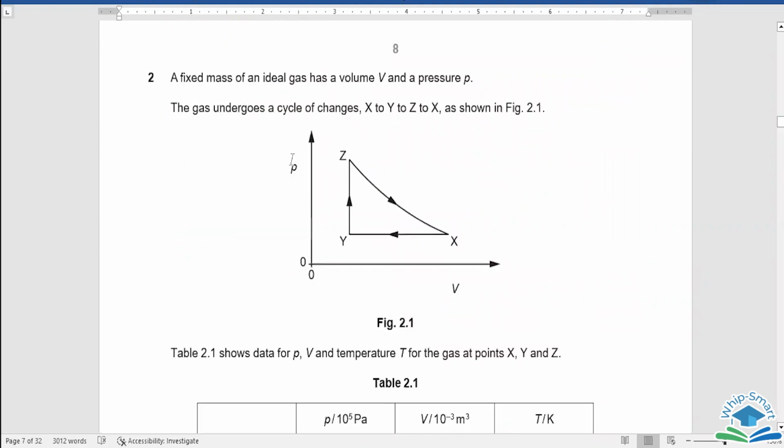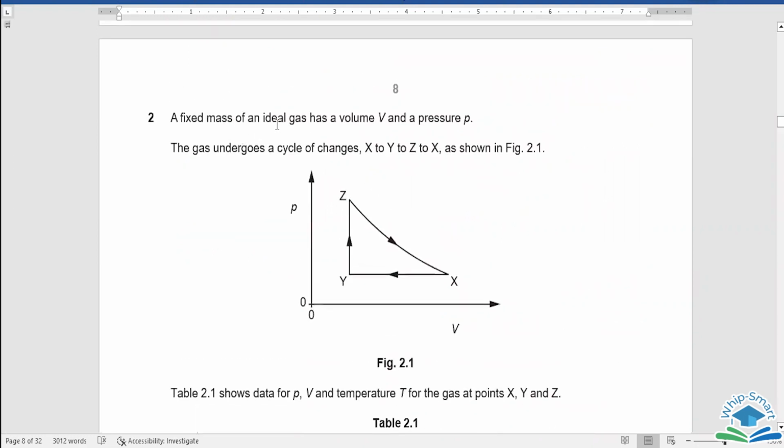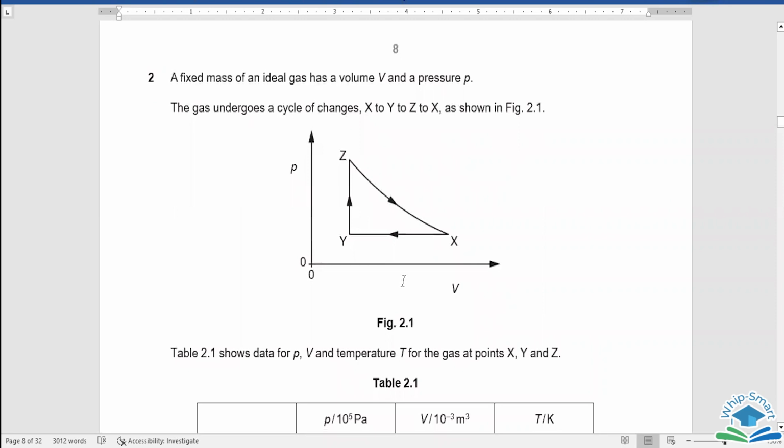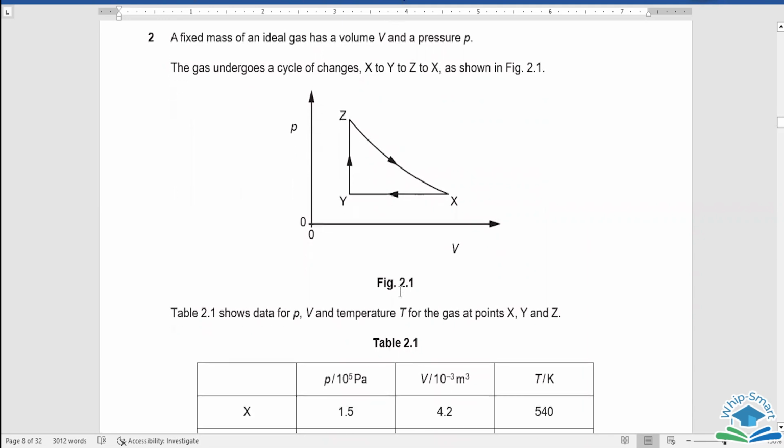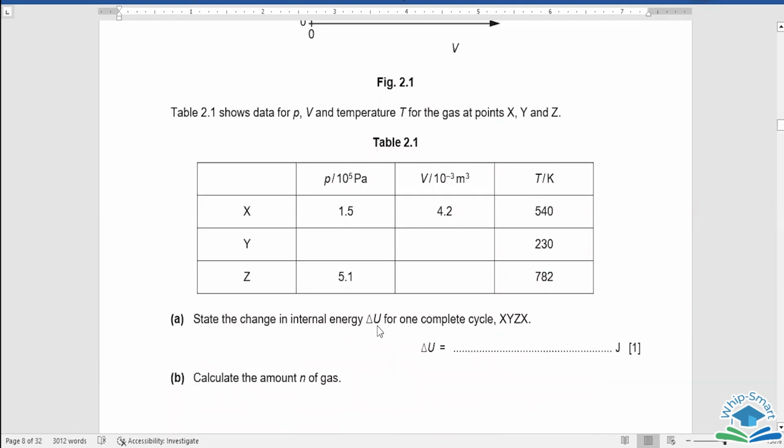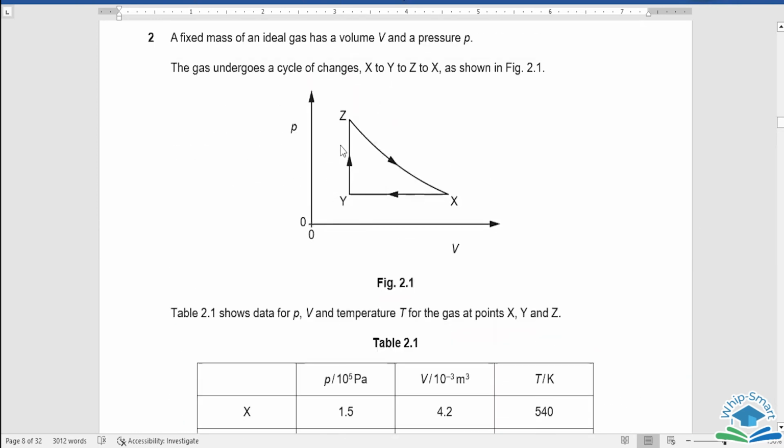The next question says a fixed mass of an ideal gas has volume V and a pressure p. The gas undergoes a cycle of changes X to Y to Z to X as shown in the figure 2.1. So this is a cyclic process. The system comes back to the initial stage. So the change in internal energy is 0. Its temperature remains same. Part A says state the change in internal energy for one complete cycle. As I described earlier, it is a cyclic process, so the internal energy change will be 0.